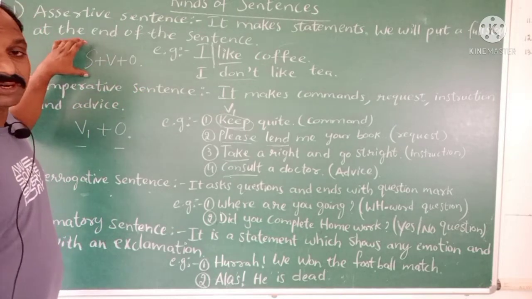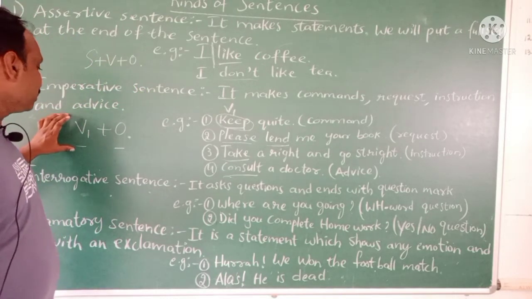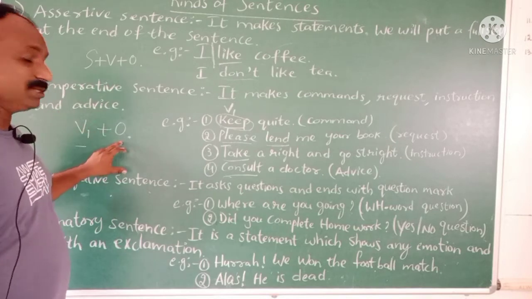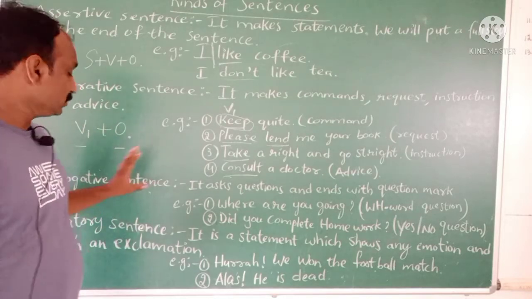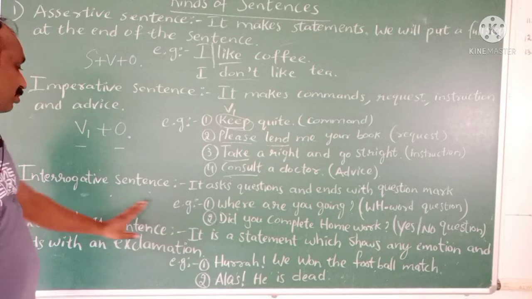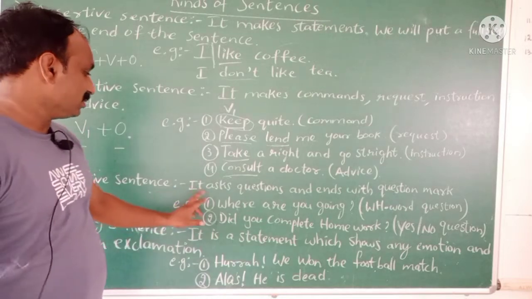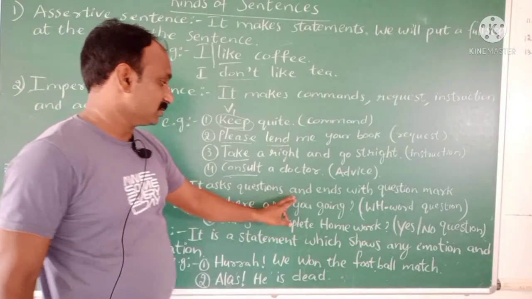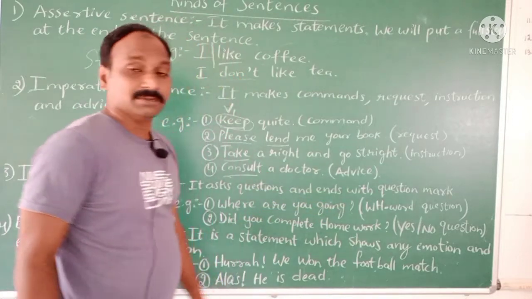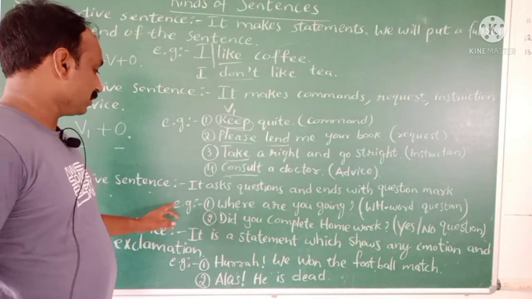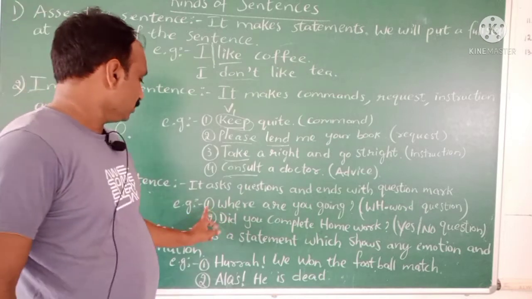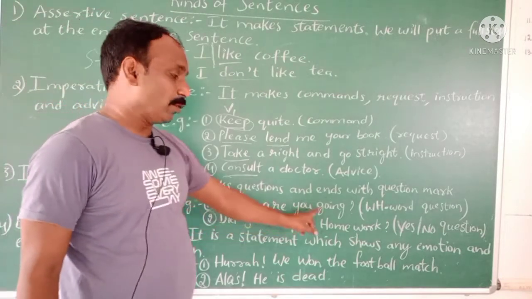So this is the structure of an assertive sentence. And the imperative sentence structure is verb 1, object and full stop. Now let us see the interrogative sentence. An interrogative sentence asks questions and ends with a question mark. Here, for example: Where are you going?